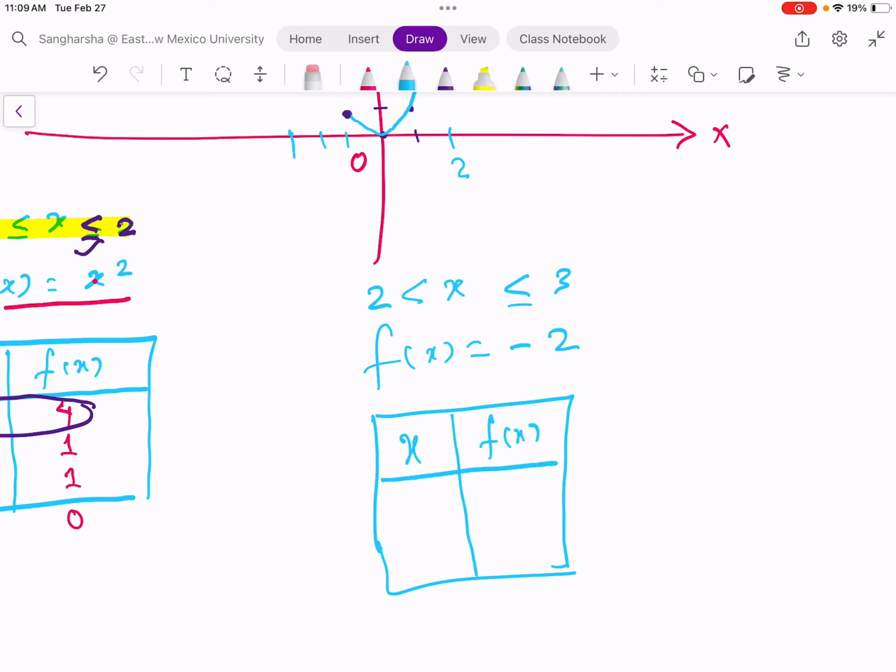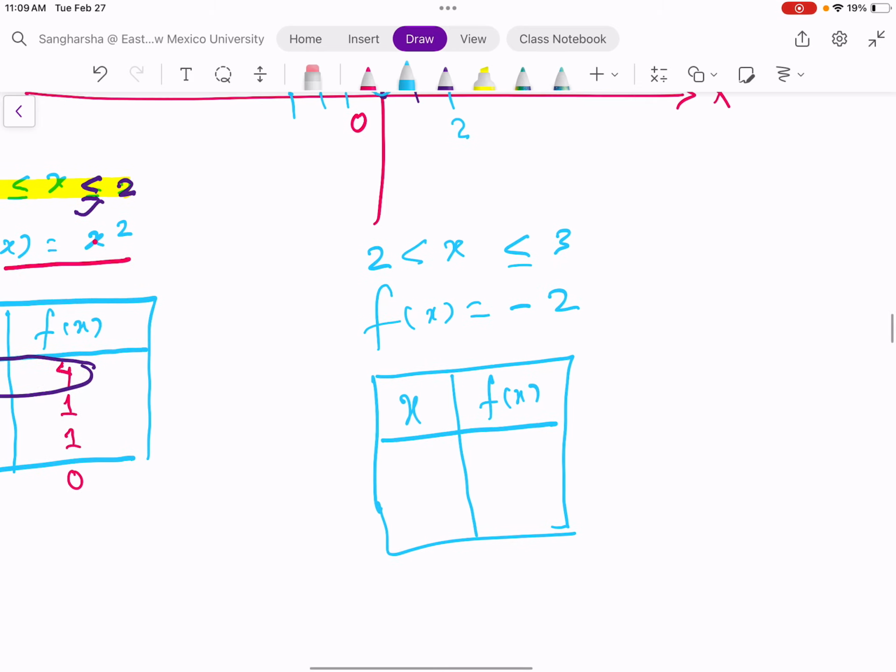Now what kind of number are we allowed to choose? Our x has to be greater than 2 and less than or equal to 3. Can we choose 2 here? No. What about 2.5? We can choose 2.5, right? When x is 2.5, what is f of x equal to? -2. There is no x on the right side, so this is a constant function and every time we get the same output.